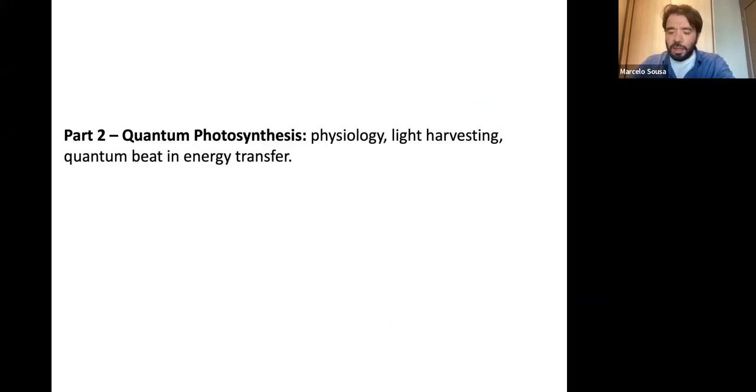Now, entering that second part about the quantum photosynthesis, I will present to you how the photosynthesis happens, and in the second moment, how quantum mechanics can be correlated to that.